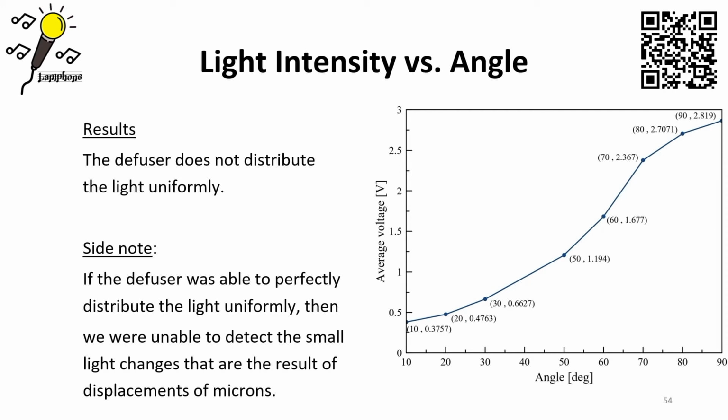And as a side note, I will say that if the diffuser was able to perfectly distribute the light uniformly, then we would be unable to detect the small light changes that are the result of displacement of microns.